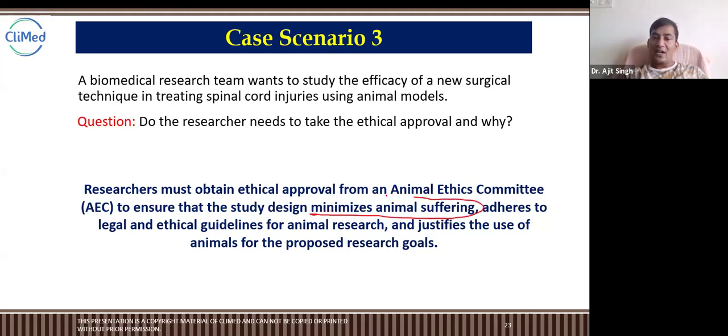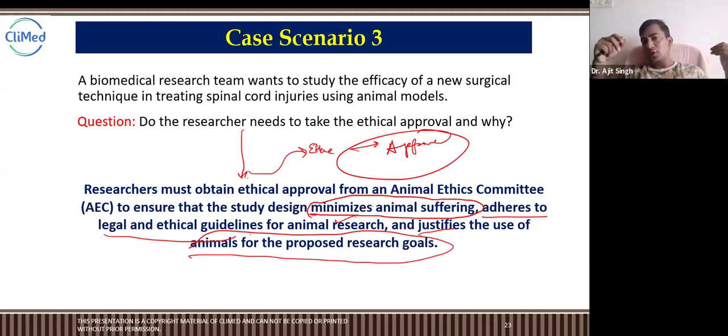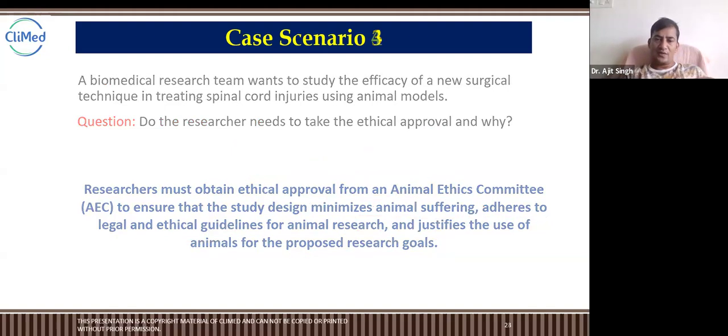Minimizing the animal suffering, it is not just for the human beings, right? If you are using animals also, you have to focus on minimizing the animal suffering. You have to adhere to the legal and ethical guidelines, and you have to justify the use of animals for the proposed research goals. So to look into everything, you need to submit to the ethics committee, and the ethics committee will look into it and approve. Then only you can do the study, otherwise no, right? So see, you need the ethics committee approval, whether it is from the human or from the animal ethics committee. Okay, wonderful guys, wonderful.